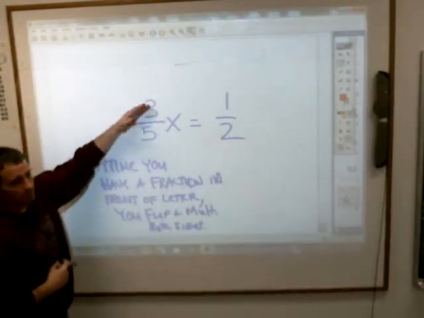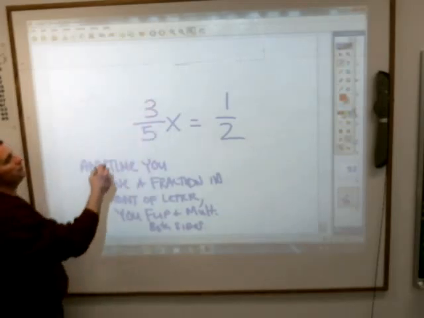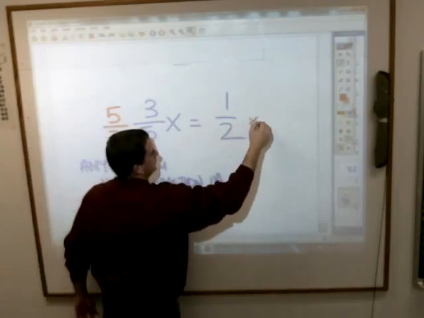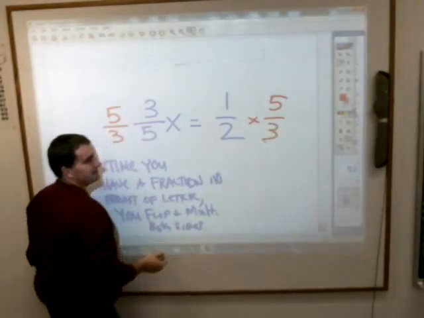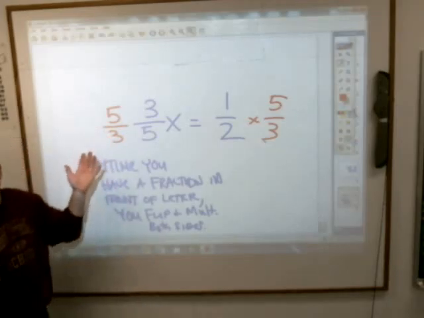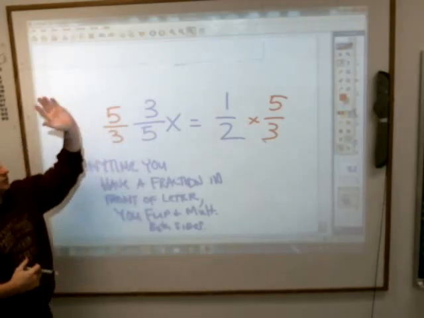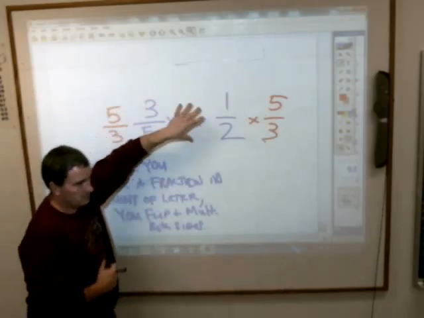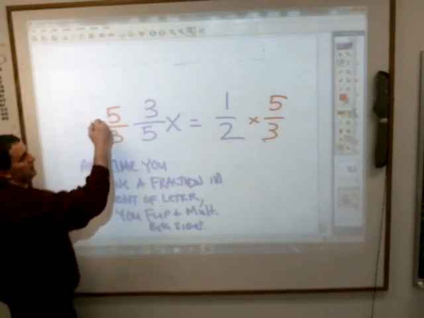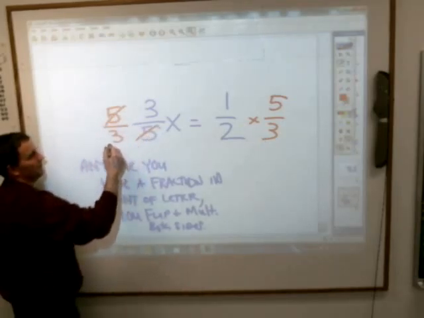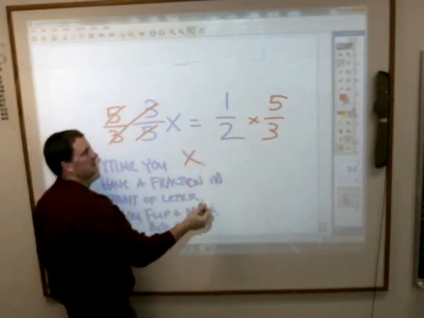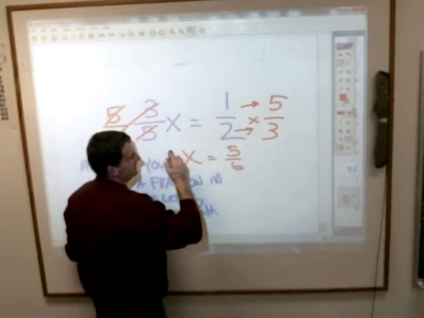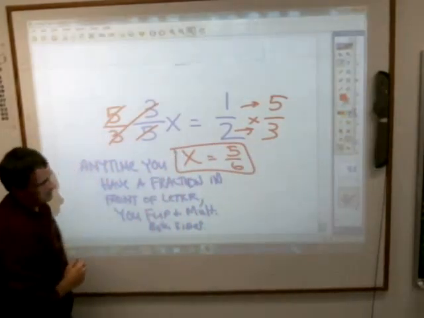If you have a 3/5 in front of the x, you multiply both sides by the reciprocal of 3/5, which is 5/3. Mostly because that's the same thing as dividing by 3/5. But you just skip all that stuff there. If there's a fraction in front of the letter, flip and multiply both sides by that, whatever that thing is. Because what happens here is these cross off, 5 divided by 5 and 3 divided by 5. You're left with just the x. On the other side, multiply across, you get 5/6, and that is your answer.